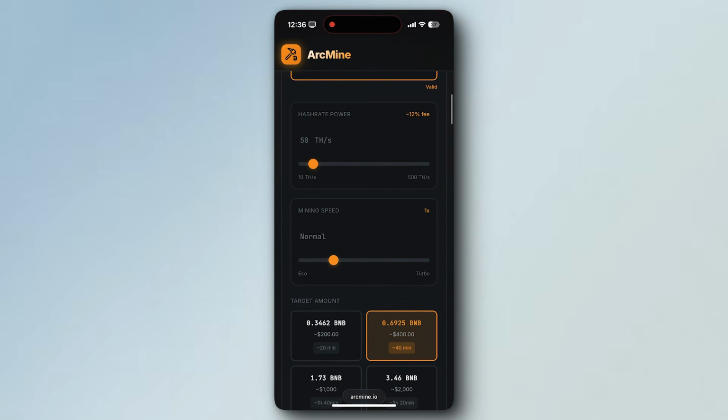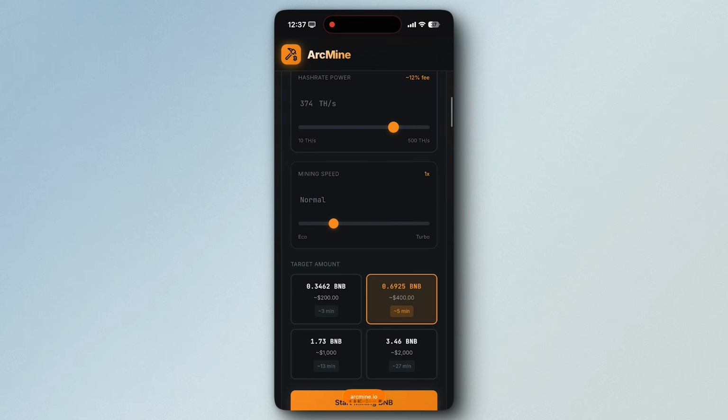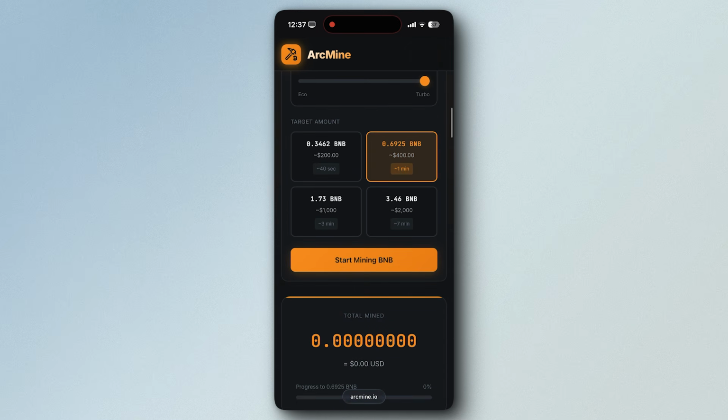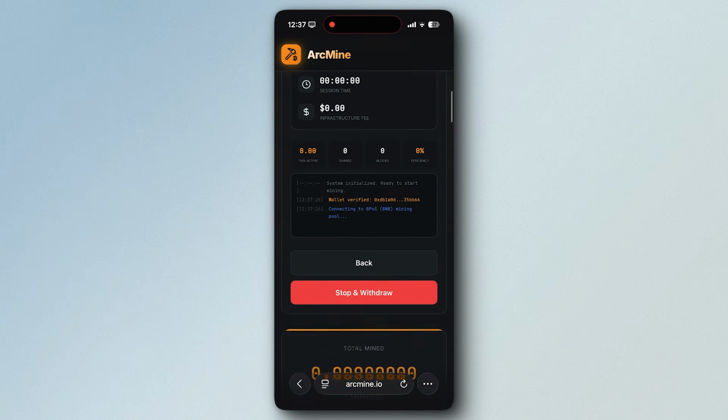Then hashrate power. This setting controls how much raw computational capacity gets pointed at the session. It sets the foundation for everything else that follows. And then mining speed. This one directly adjusts the processing intensity on the remote hardware. Higher setting pulls more efficient output, but it also moves the final numbers in ways that aren't always obvious up front, worth the extra few seconds. So target amount. This is the BNB volume I'm aiming to pull out of this particular session. Okay, all looks good, so I press start.